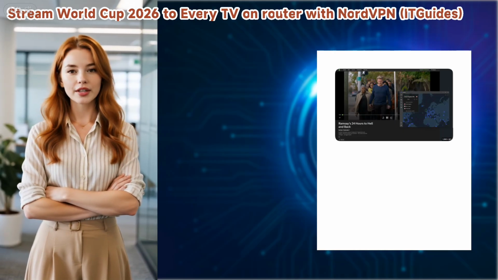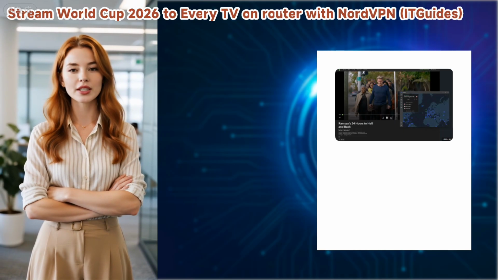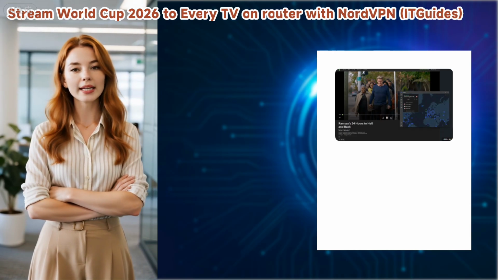Option 3, dual router, flexible: use a second router as a VPN router behind your main router. Put all TVs on the VPN router and keep other devices on the main network.